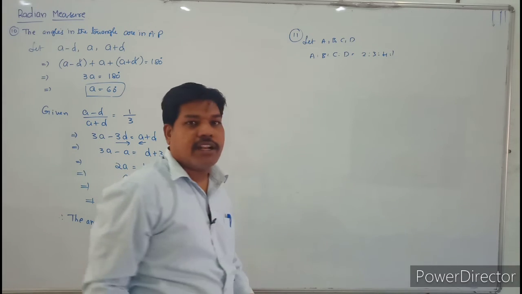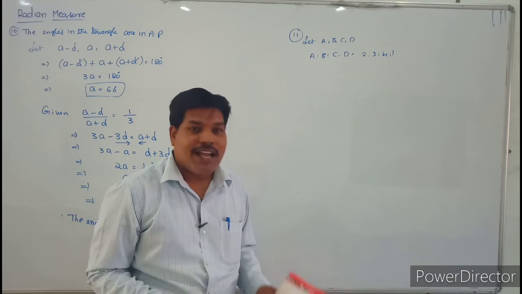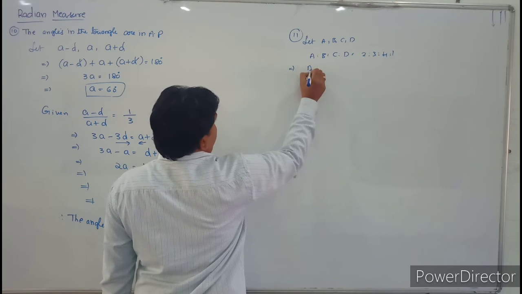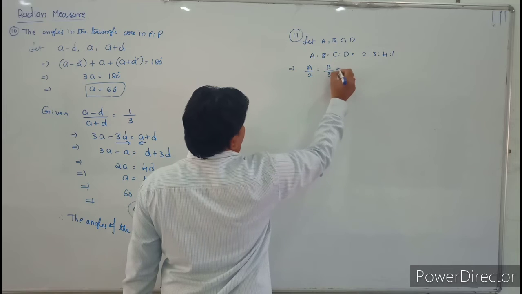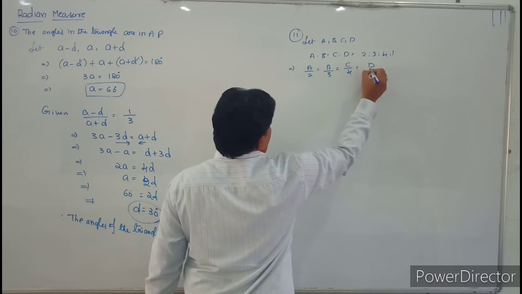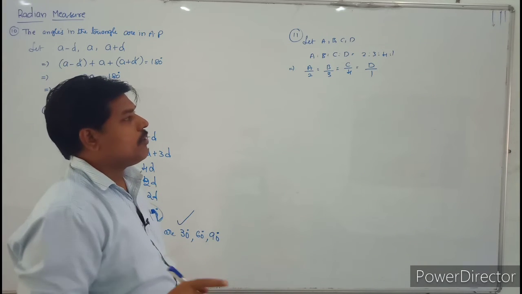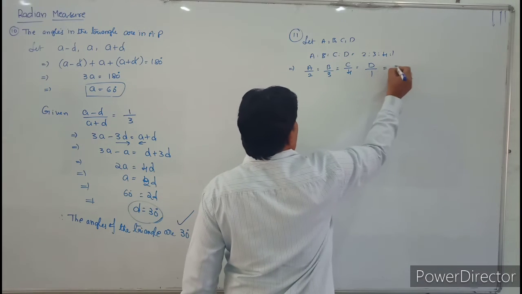The ratio is given as 2:3:4:1. Then they are asking what is the greatest angle. What does this mean? A by 2 is equal to B by 3 is equal to C by 4 is equal to D by 1. That is the meaning. The ratio is nothing but A by 2 is equal to B by 3 is equal to C by 4 is equal to D by 1, is equal to some constant.